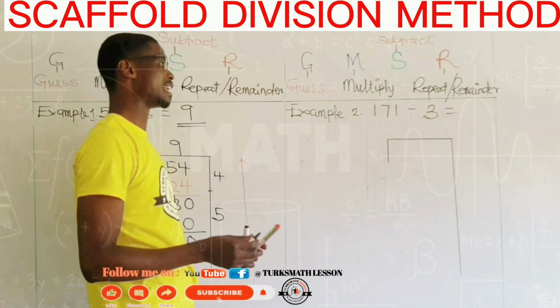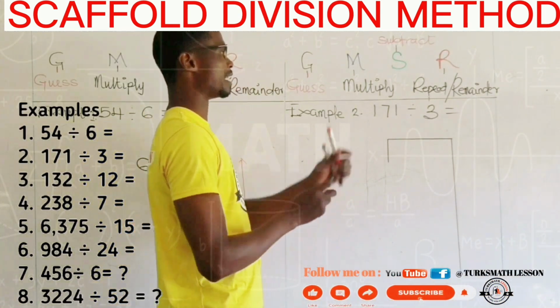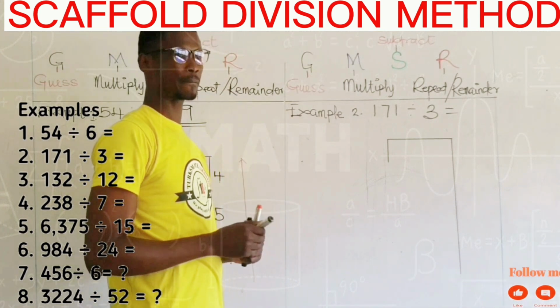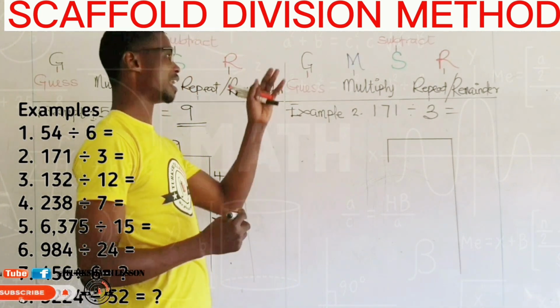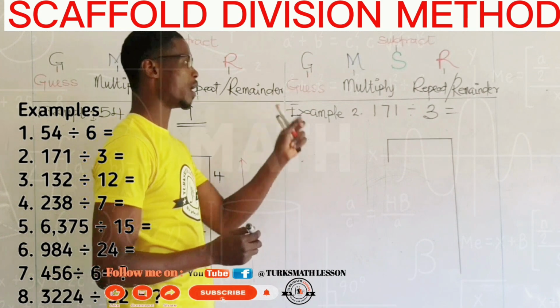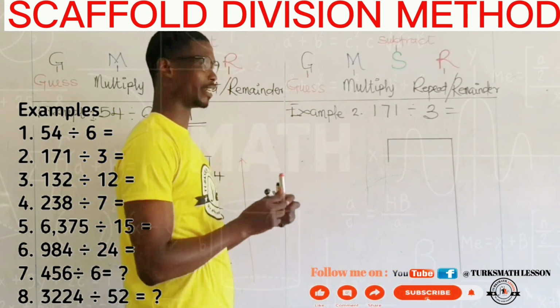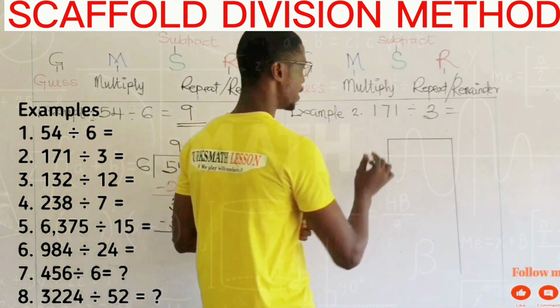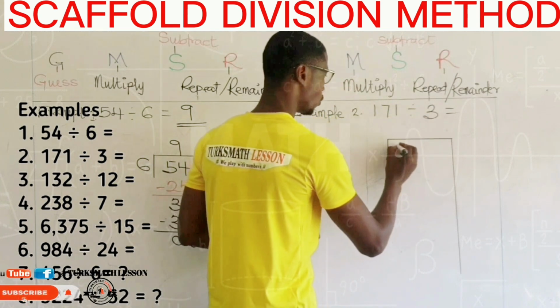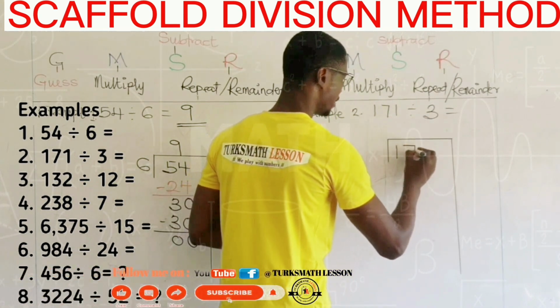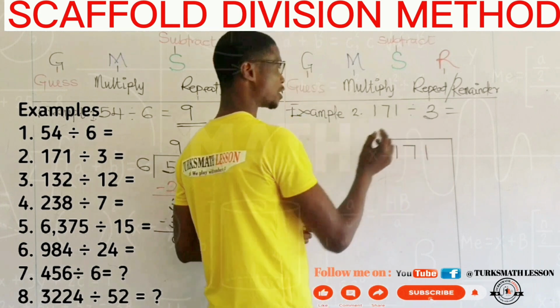Now, what is the second example from the slide? 171 divided by 3. So let's look at the second example. 171 divided by 3. Very good. So we have here 171. Then where should I write the 3?